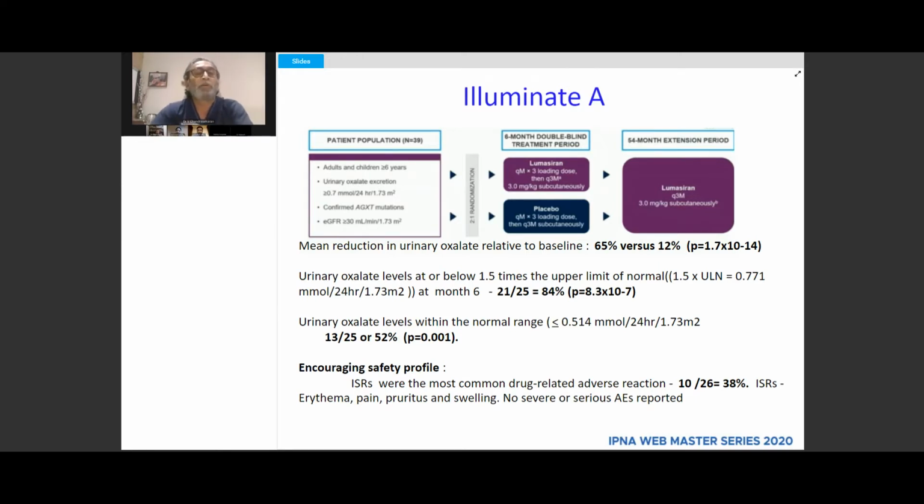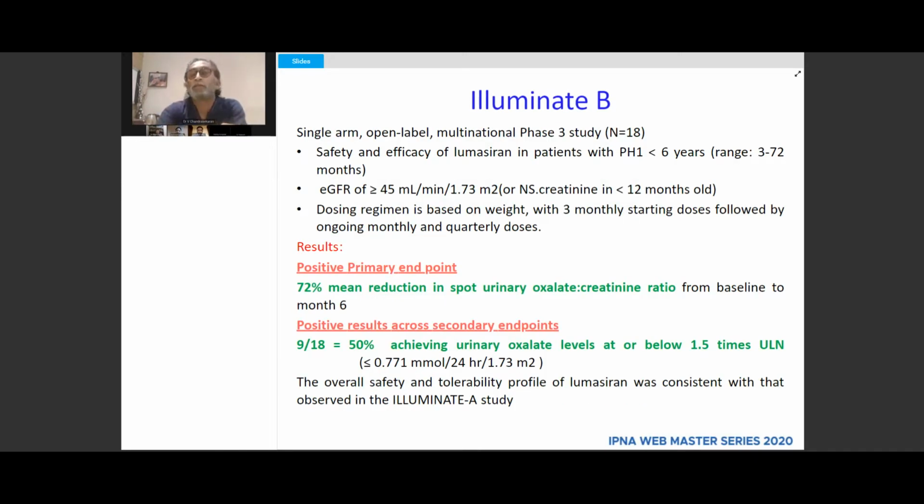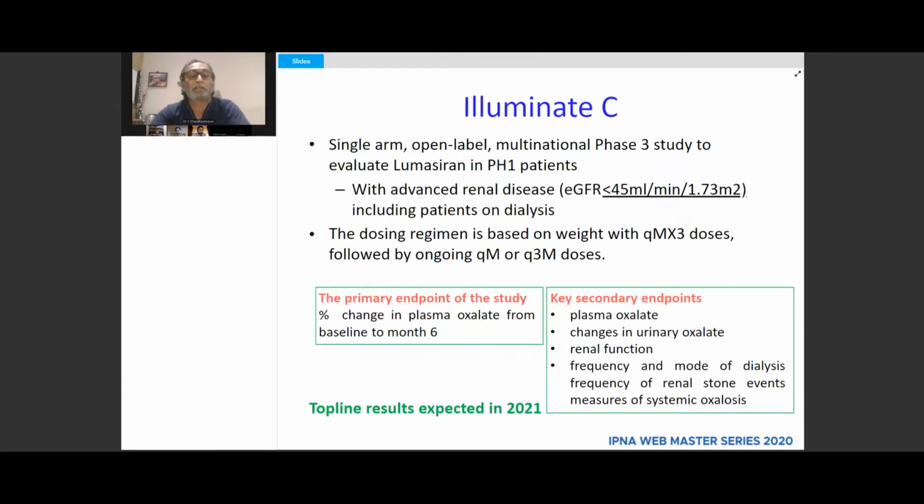Illuminate B was studied in children less than 6 years with GFR more than 45 ml per minute, and they noted a 100% mean reduction in spot urinary oxalate creatinine ratio from baseline at month 6, and 50% of the patients achieved urinary oxalate levels at or below 1.5 times the upper limit of normal.